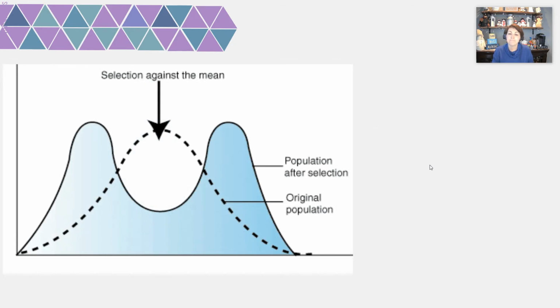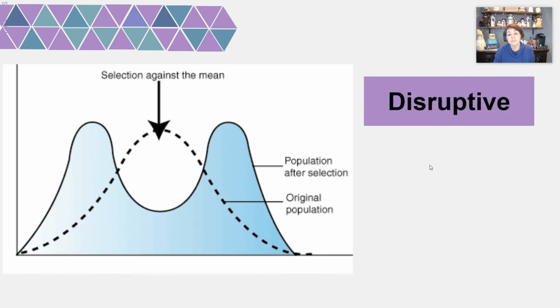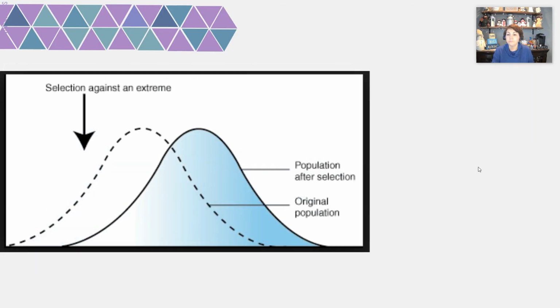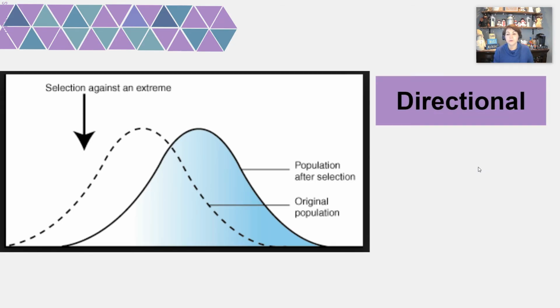Try this one. If you selected disruptive, then you are correct because the extremes are selected for. So the extremes go up, but the average or the intermediate goes down. And last one. If you selected directional, you were correct because this moves the population in one direction. So one extreme was good.